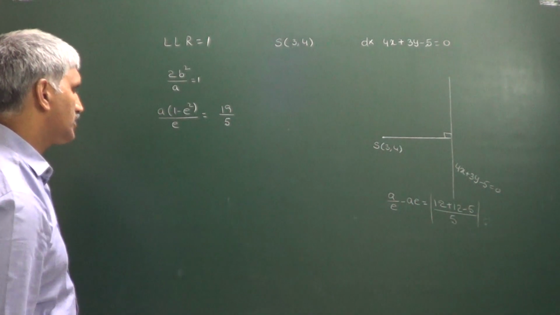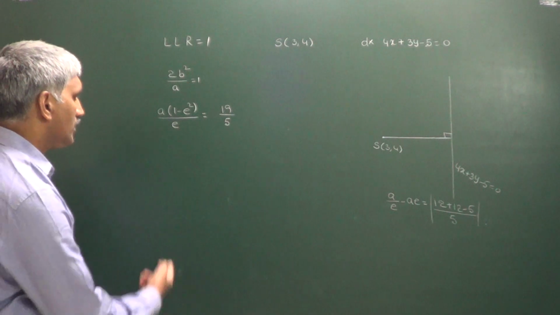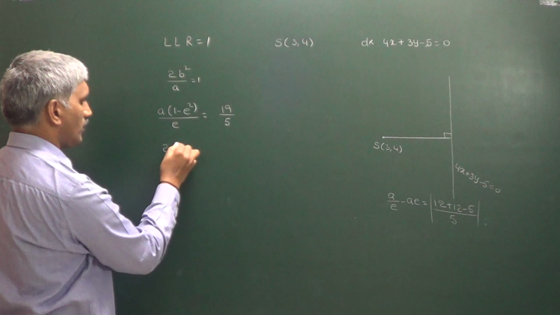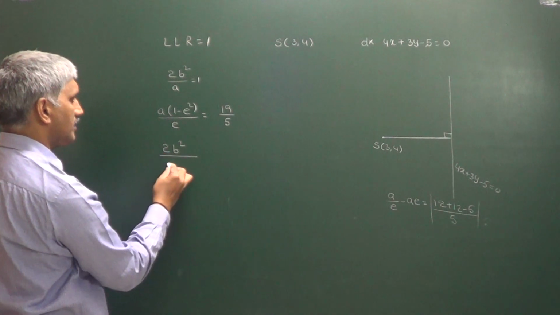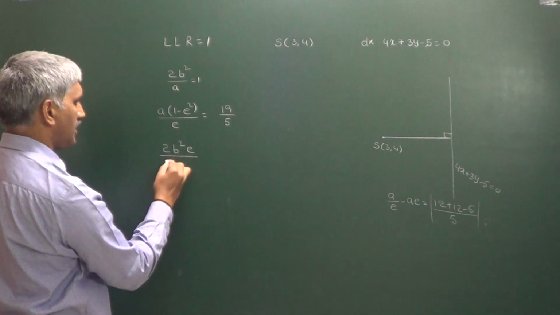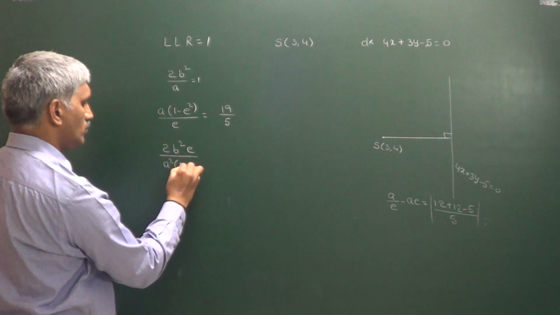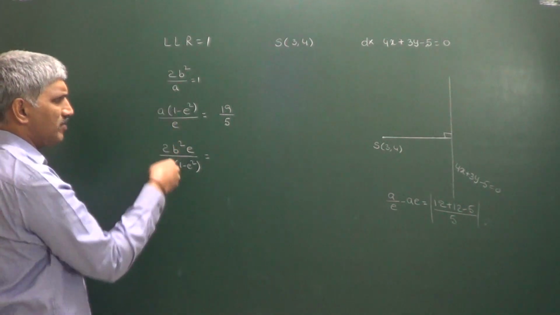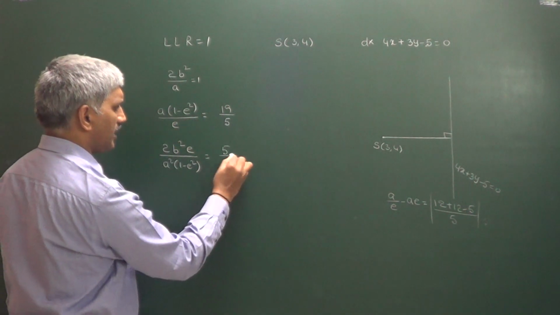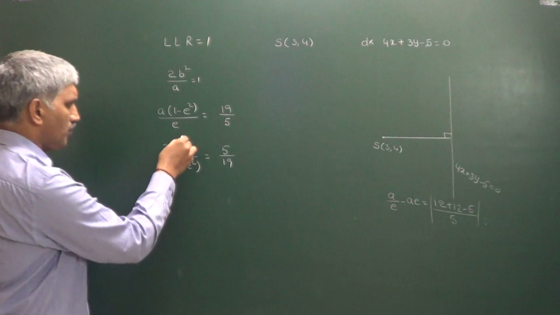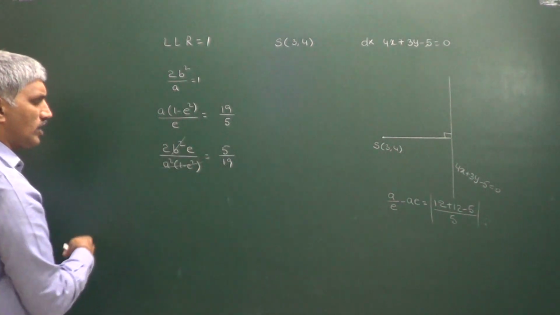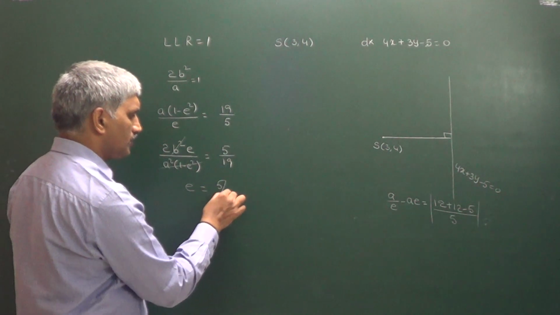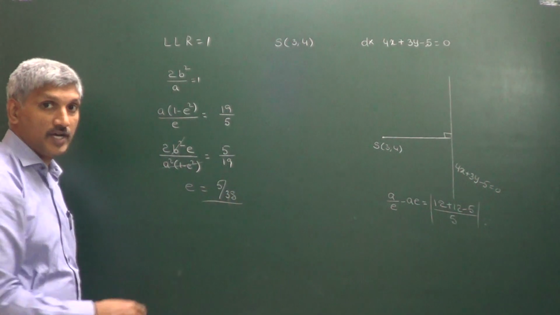Now from this information we can find the value of eccentricity. Dividing both, we will get 2b²/a times e divided by a(1 - e²), which is equal to, since we are dividing both, 5/19. Now b² and a²(1 - e²) also cancel. You will get eccentricity equal to 5/38 for the ellipse.